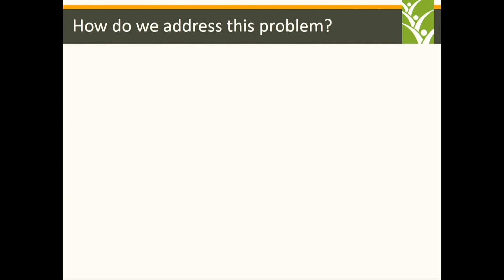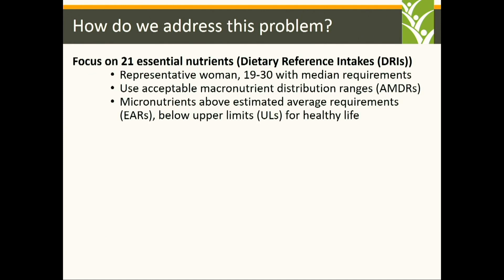How do we address this problem? So we look into 21 essential nutrient requirements based on the DRI, and we look into a specific group, which is a representative woman of reproductive age with median requirements. And we constrain the least cost diet to be within the lower and upper macronutrient distribution range, and it has to also be greater than the estimated average requirement and should be below the upper limits for micronutrients.